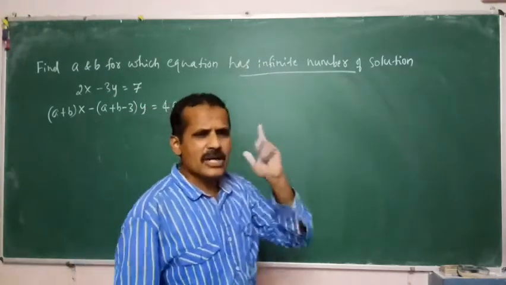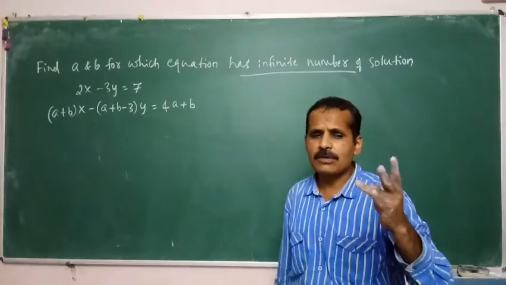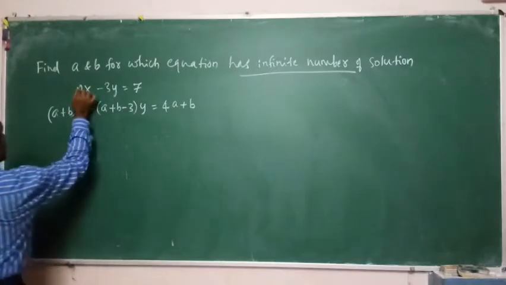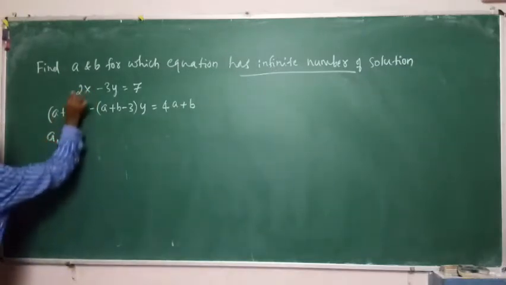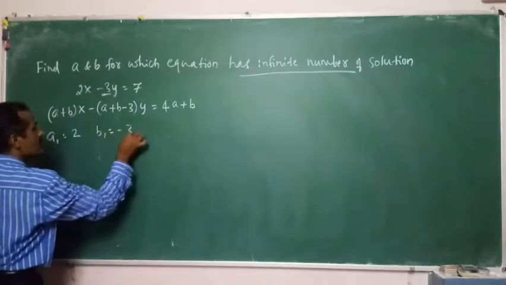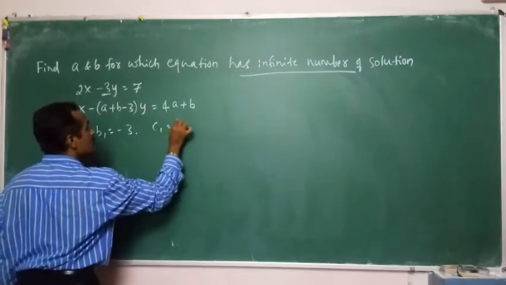Okay, first let me start this problem with the values of A1, B1, C1, A2, B2 and C2. The value of A1 is 2. This is the value of B1, minus 3. This is the value of C1, which is equal to 7.